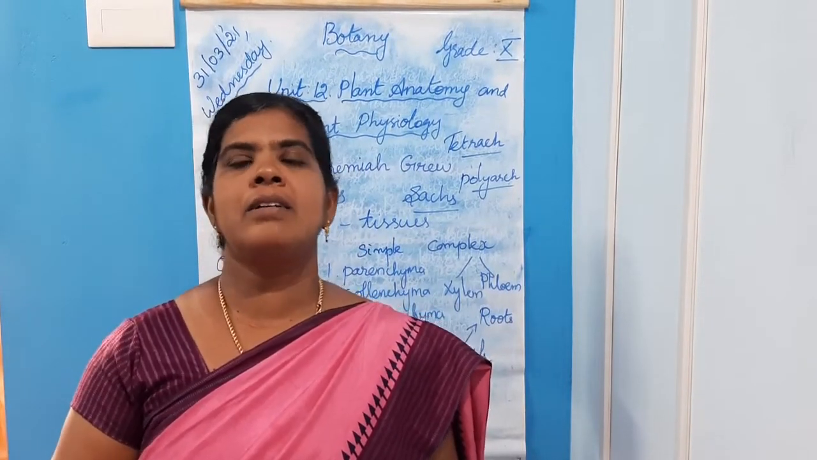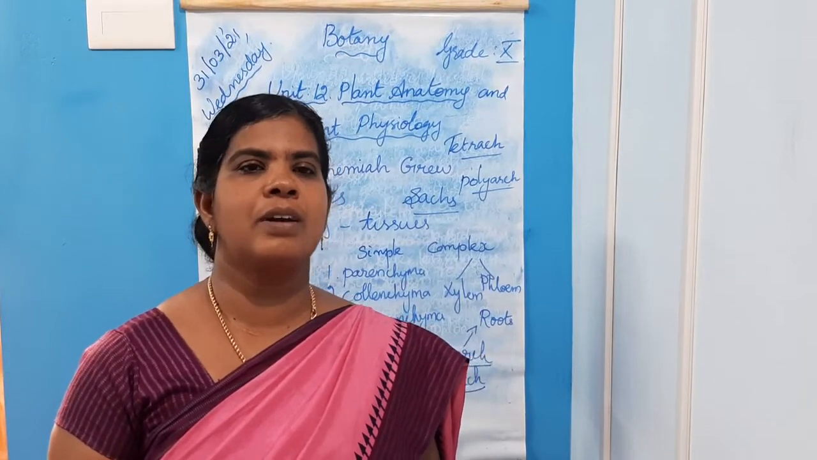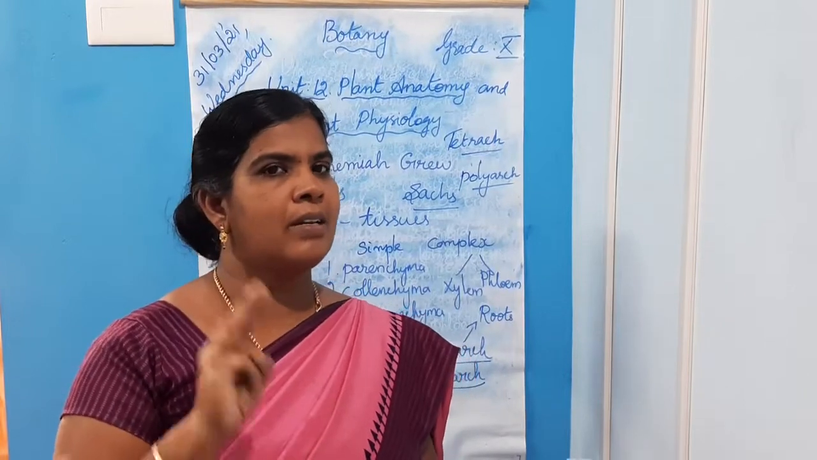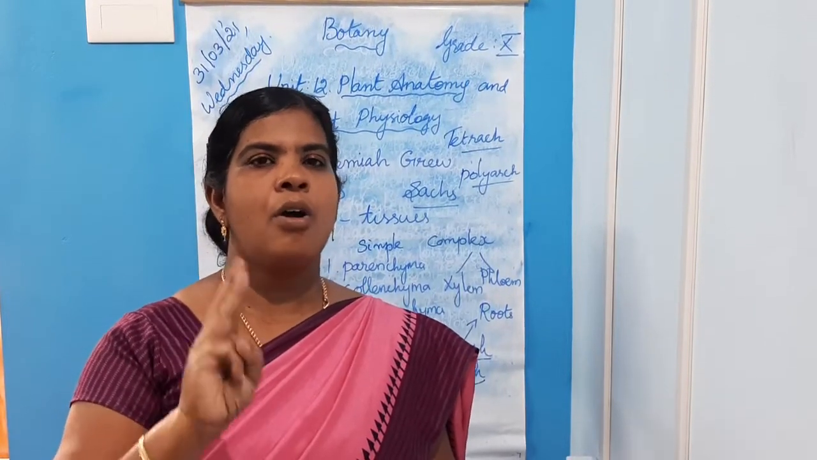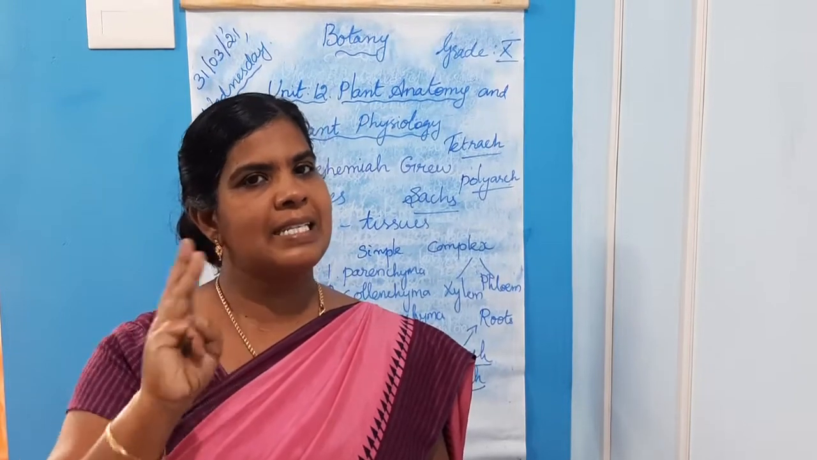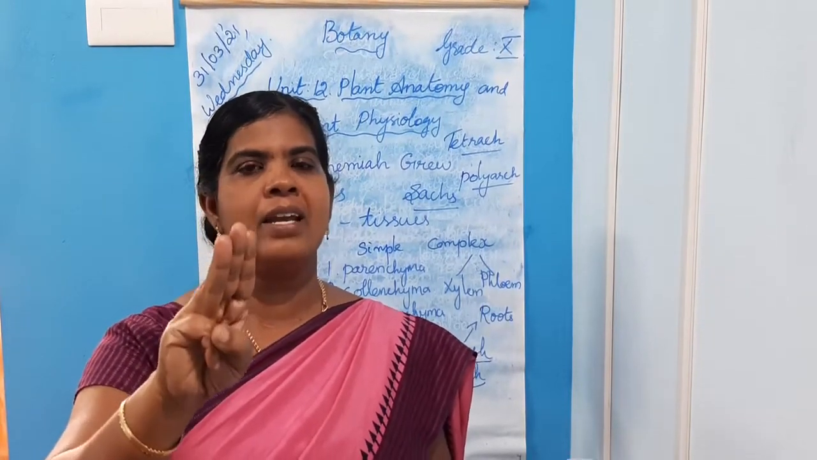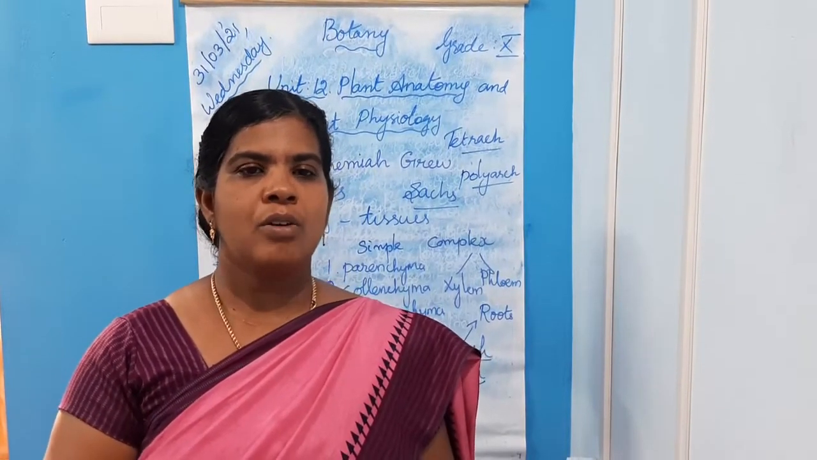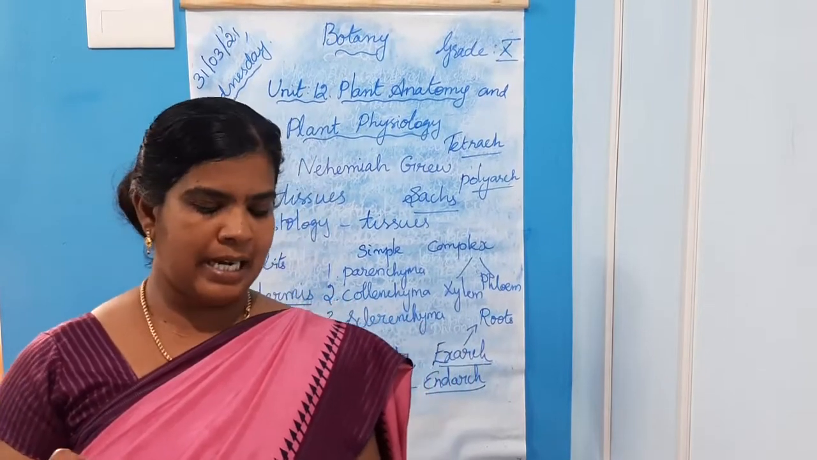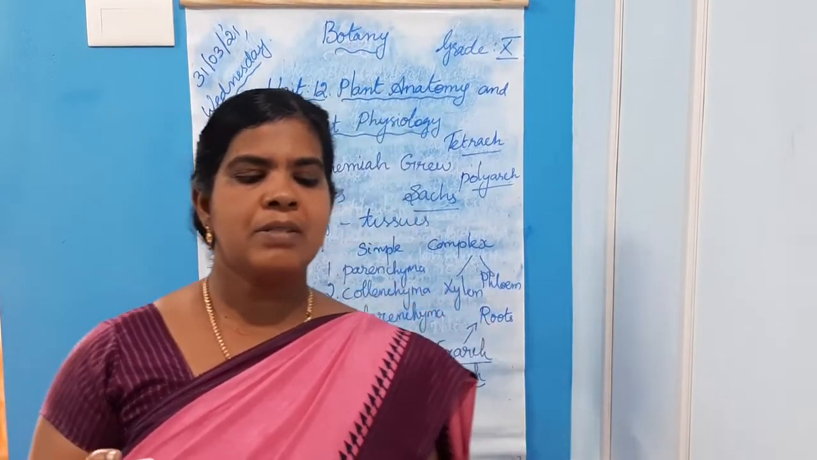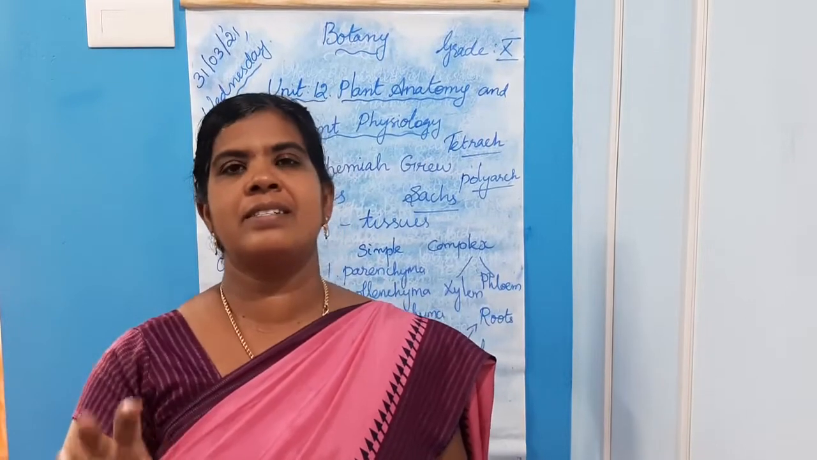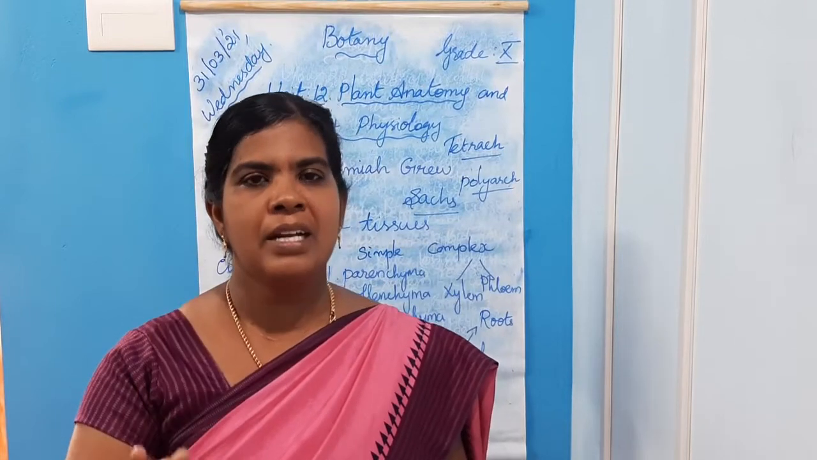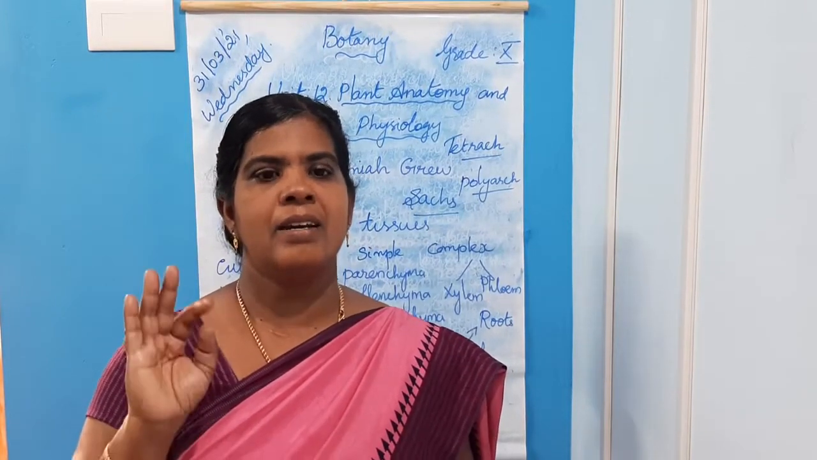Then in dicot stem, how many zones are there in the cortex? 3. The cortex is termed hypodermis in dicot stem, and it is divided into 3 regions: the outer hypodermis, then the middle cortex, and the inner cortex.